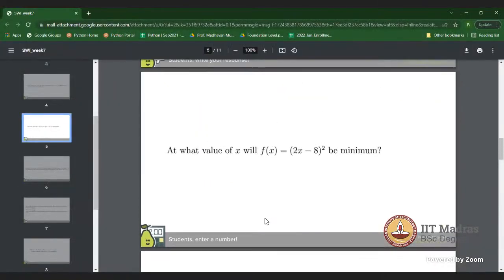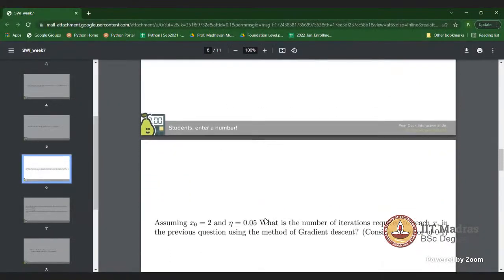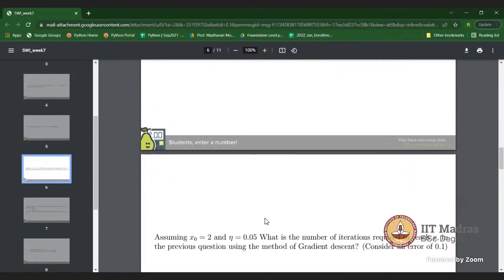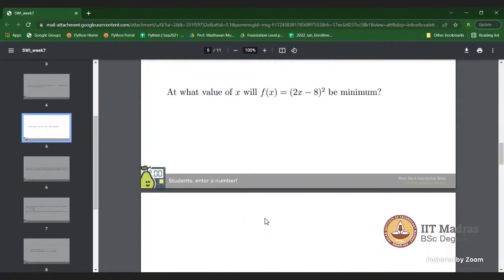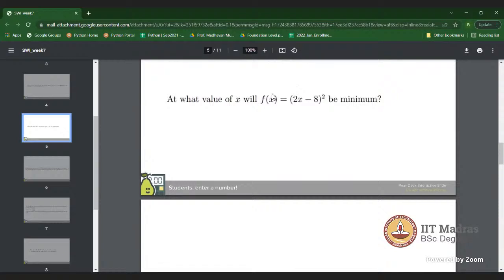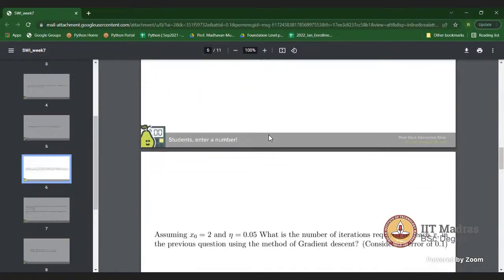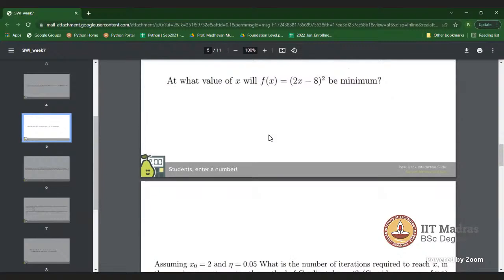I also had that same question. Do we consider the error for f of x or for x? We will be considering the error for f of x, not for x. See, because our total goal is to minimize this f of x. The value of x is not important to us. The value of f of x is important to us.